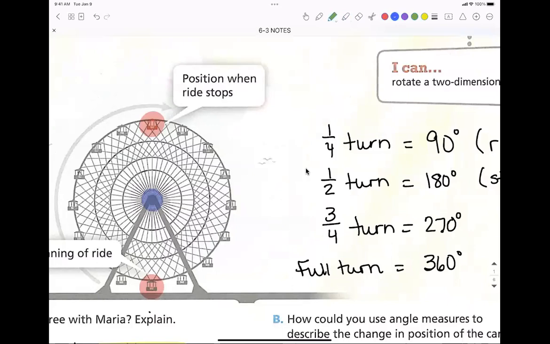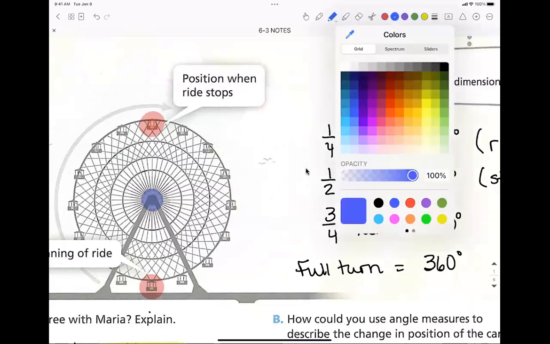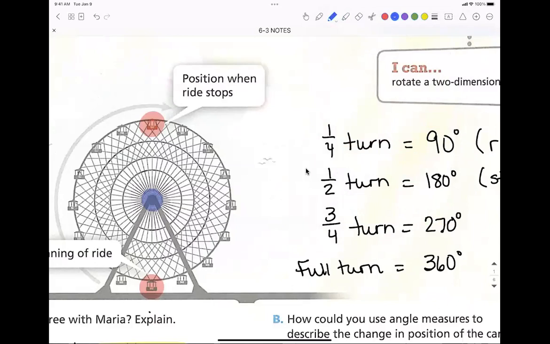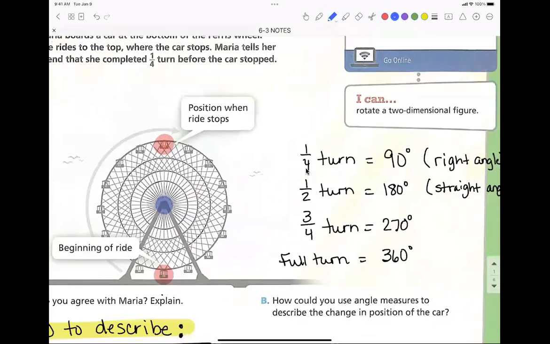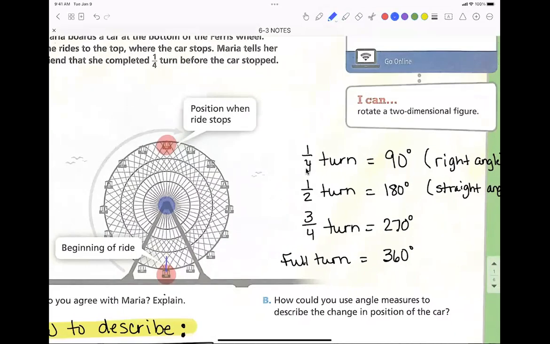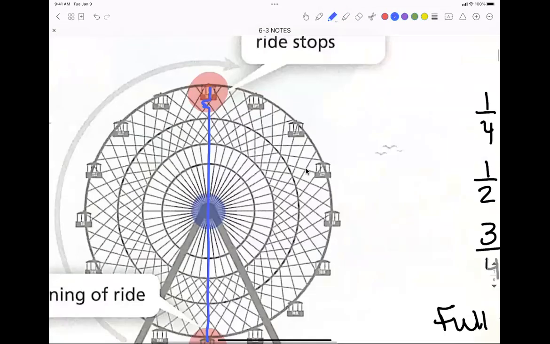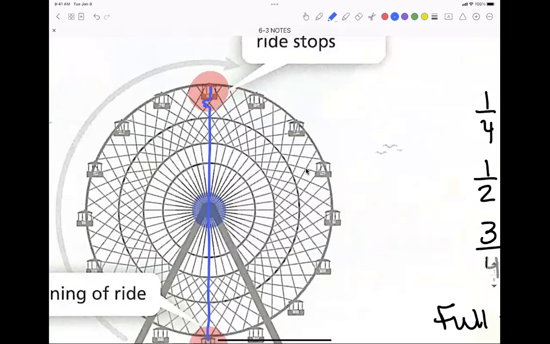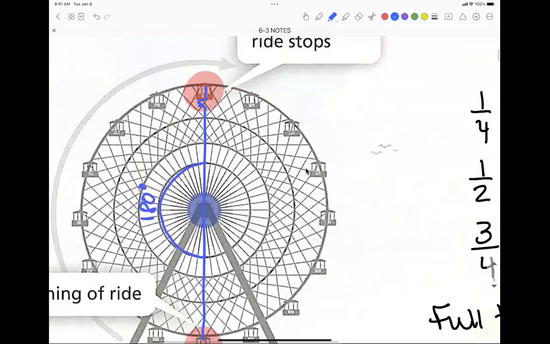So the rotation point for a Ferris wheel is the center of the Ferris wheel. And if you're talking about a 180-degree rotation, it means that she goes from the bottom straight through the rotation point up to her ending point, okay? And that creates a straight line, or a straight angle, okay? And if you were to measure from here to here, that's where you get the 180 degrees, okay? A straight angle is always 180 degrees.